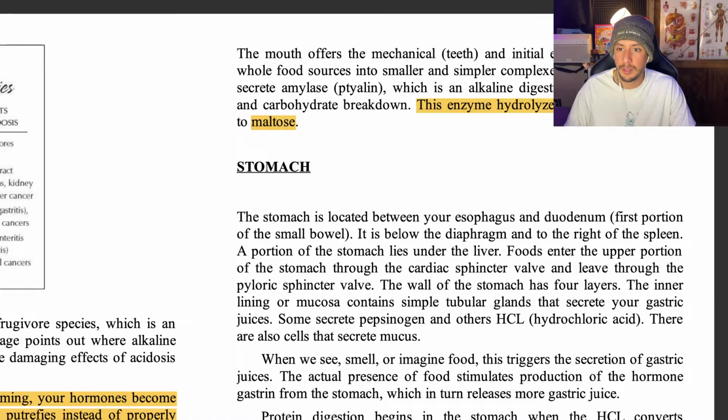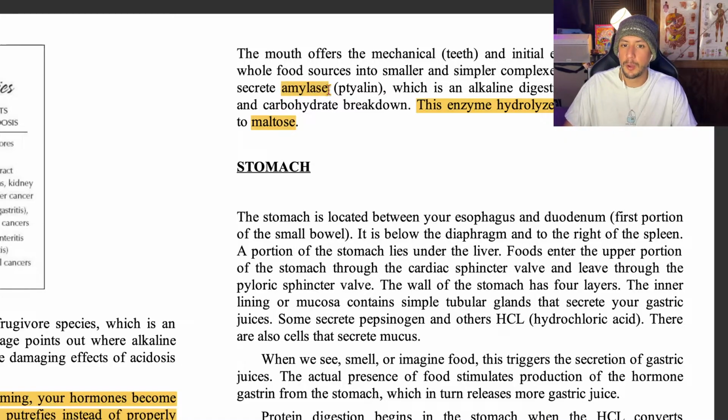It converts these into something that is easier for your body to break down and then later put into your blood system. And amylase is really prevalent in cows and animals that chew cud and eat starchy vegetables.